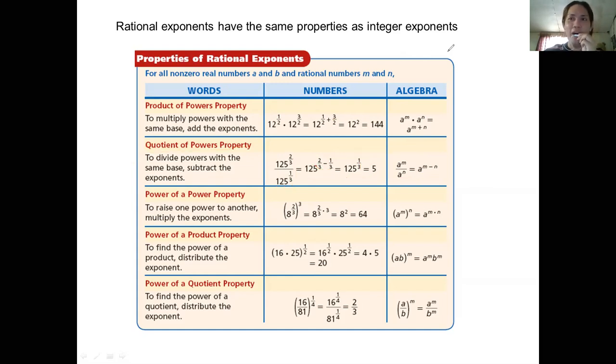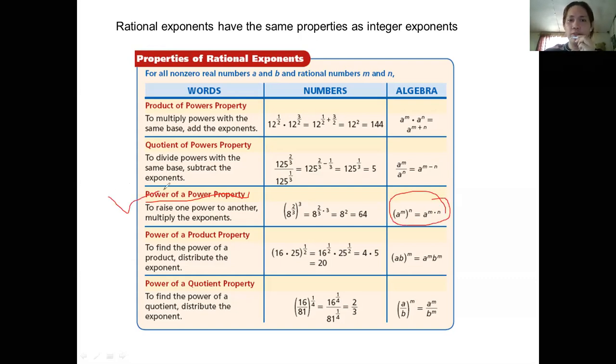Wow, correct. Very nice, and very easy and exciting to learn. Next is the power of a power property. For the power of a power property, to raise one power to another power, just multiply their exponents. That's it. This is the rule.